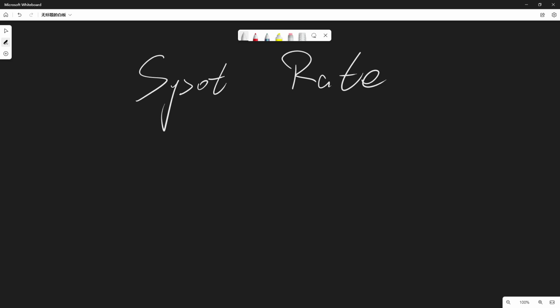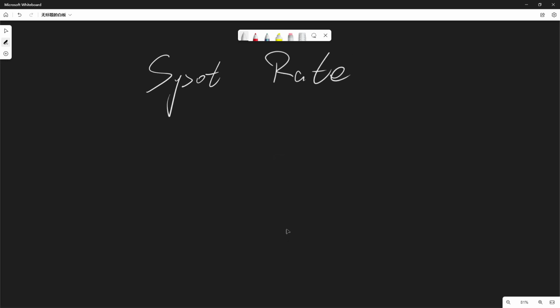So what is spot rate? Let's draw an example for you. For example, A and B, and A wants to borrow $100 from B, right? And B says, yeah, it's okay. I'll lend you this amount of money, but you need to return it in 1 year.